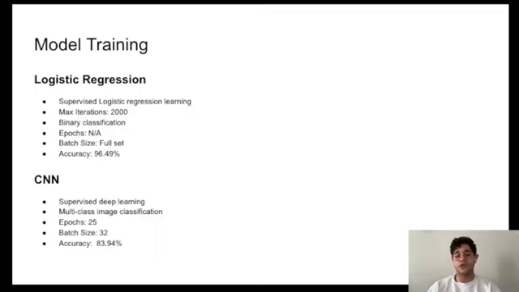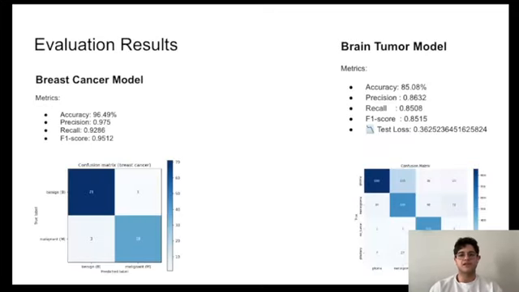For the convolutional neural network, which is a little more complicated because it's using pictures, we're using supervised deep learning. We have different images, and each image comes with its own class. We have multi-class image classification, 25 epochs. Abu Bakr used a batch size of 32, and he ended up getting an accuracy of 83.94, which also is pretty amazing. Here you can see pictures of our matrices and some of the scores that we have.